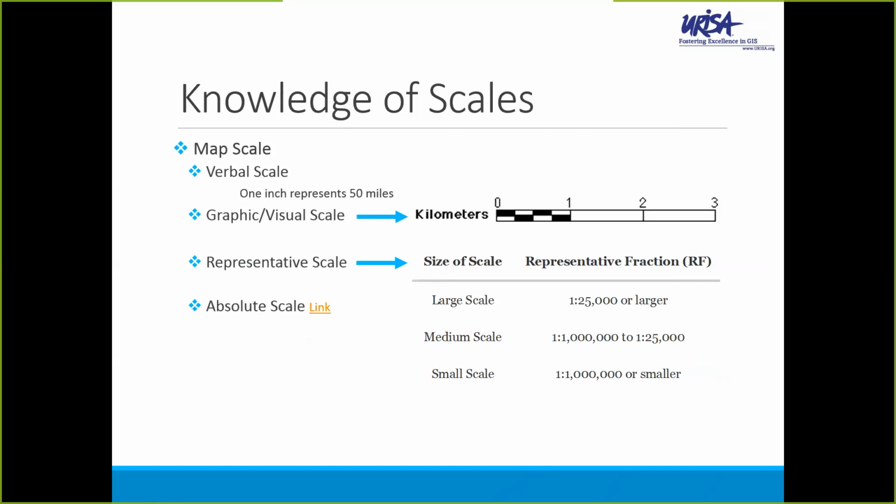So representative scale, you have the large, medium, and small. An absolute scale is represented without units specified, which I find useful. I've got an example written out here. It's 1 to 24,000. Basically, any unit, 1 unit on a map equals 24,000 units on the ground or in reality.